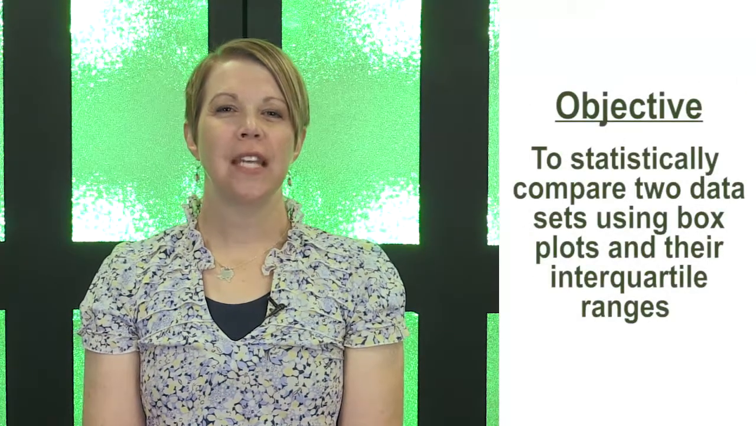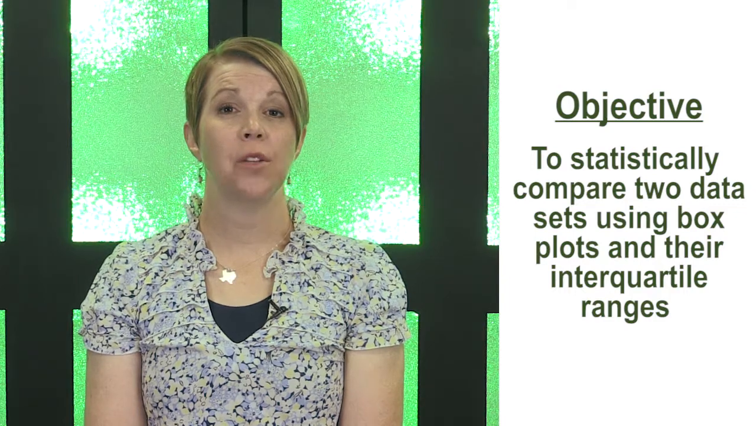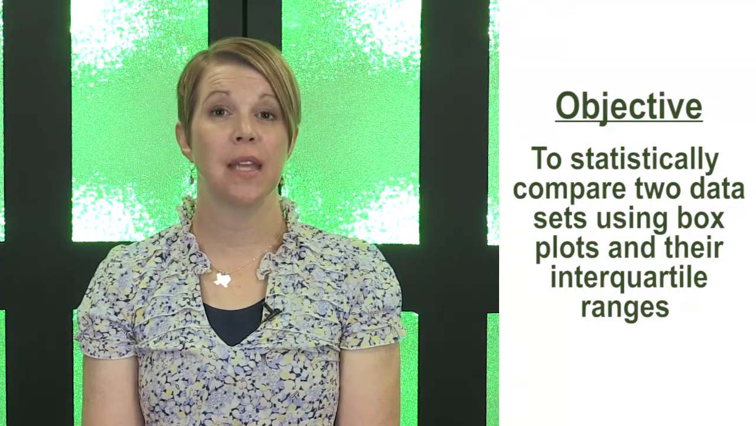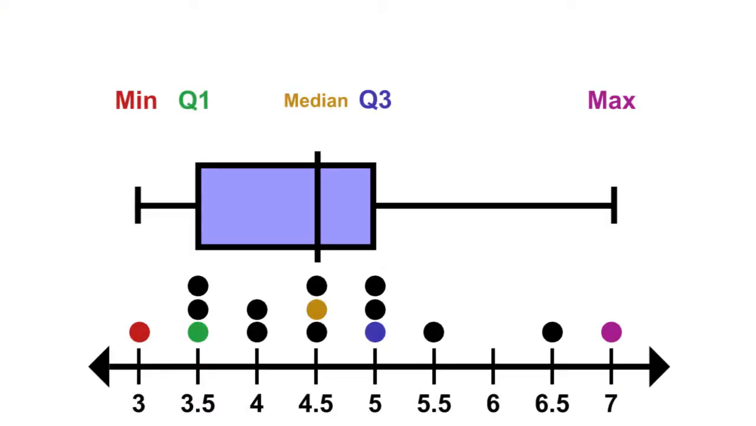The objective of this lesson is to statistically compare two data sets using box plots and their interquartile ranges. In the previous lesson, we learned to construct a box plot using the 5-point summary of a data set. In this lesson, we will use those data points to compare two different box plots.